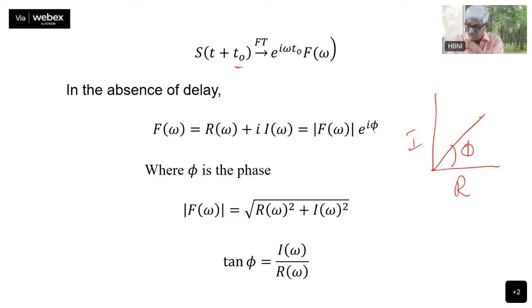So this is the phase of your spectrum, where φ is the phase and the amplitude is |F(ω)|. This is the square root of R(ω)² plus I(ω)². So this is pretty straightforward. And tan φ is I(ω) by R(ω), because this will take a slope here. That's the tan φ.